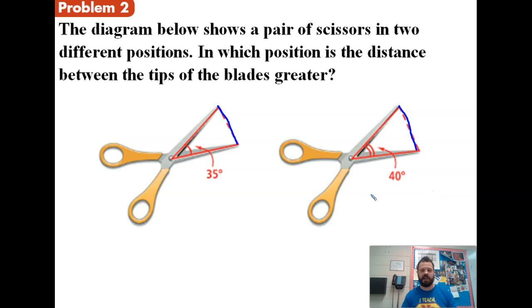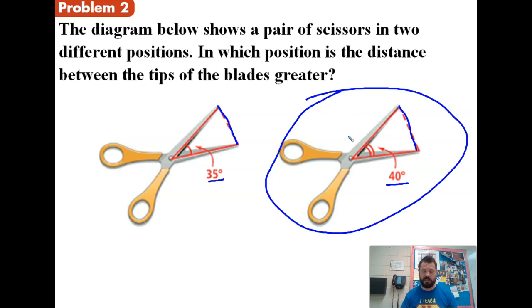And for this, since we're talking about triangles with congruent sides, the blades are the same on the two pictures. What we can do is look at the angles across from that distance we're looking at. Since 40 is the greater angle, I know that this distance will be greater between the tips in the second situation here. Again, pretty simple problem, but it's a nice visual, nice way to think about how this hinge theorem works.